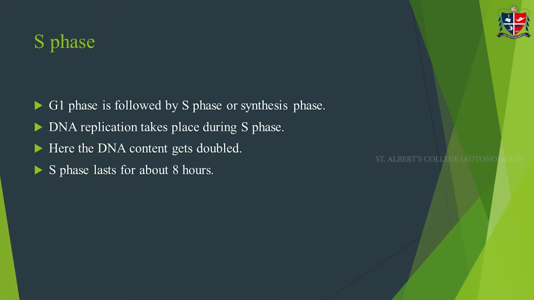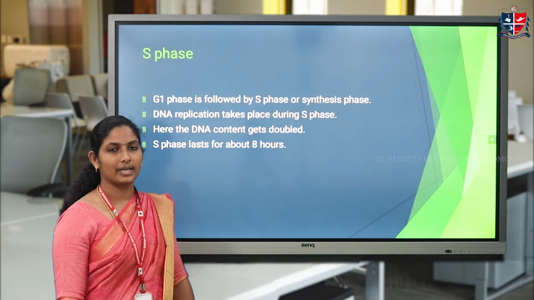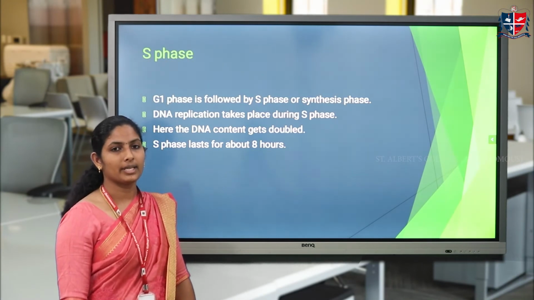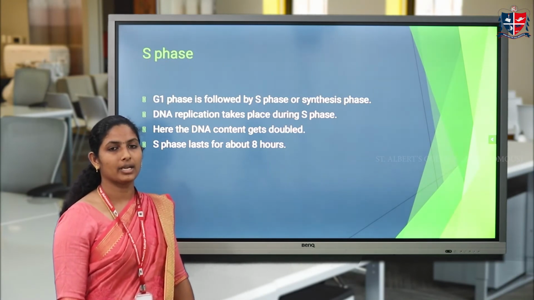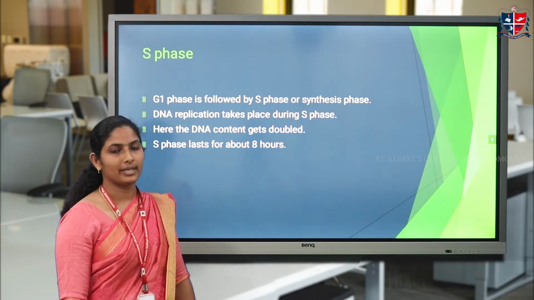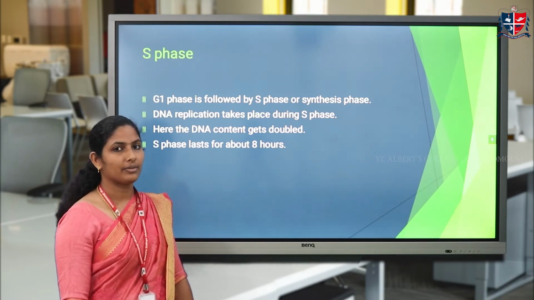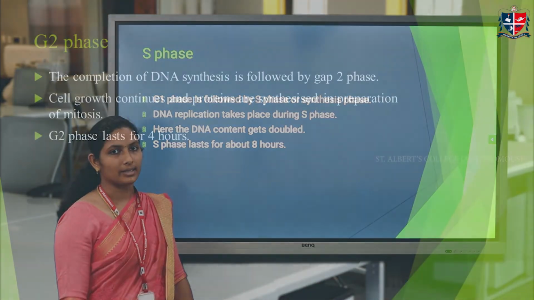The next phase is S phase. S stands for synthesis phase. It is called the synthesis phase because this is the time when DNA synthesis takes place. The DNA content in the cell gets doubled in S phase. So it happens after G1 phase. And the time taken for S phase is about 8 hours.